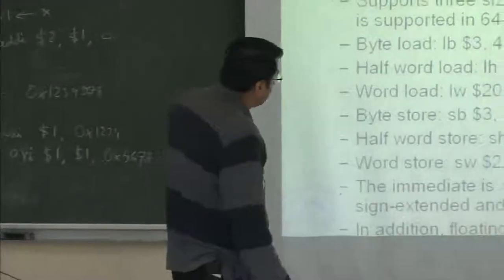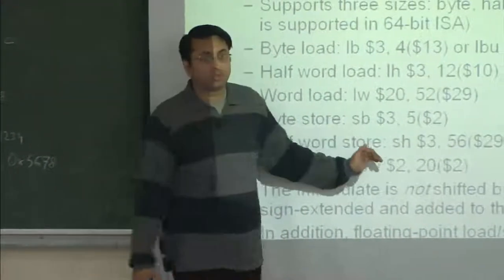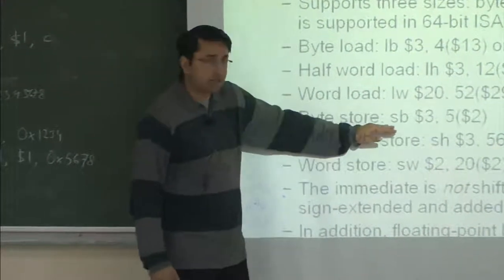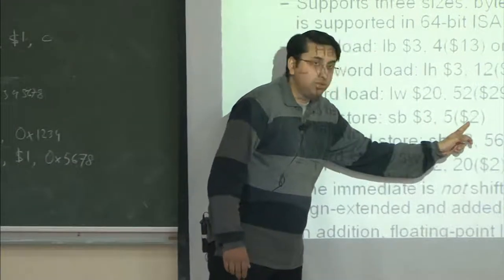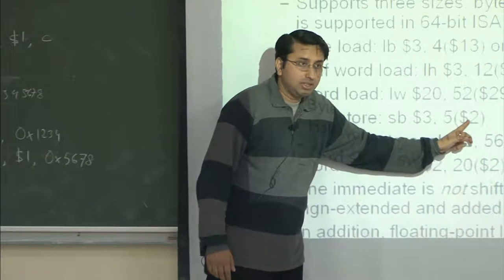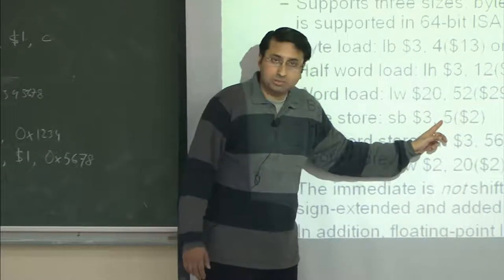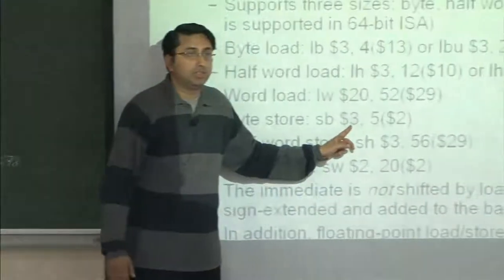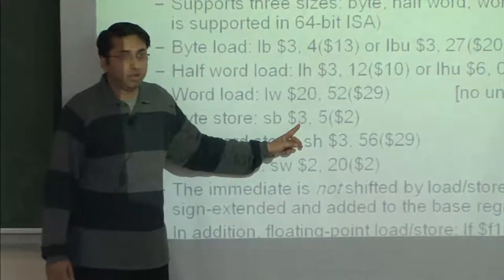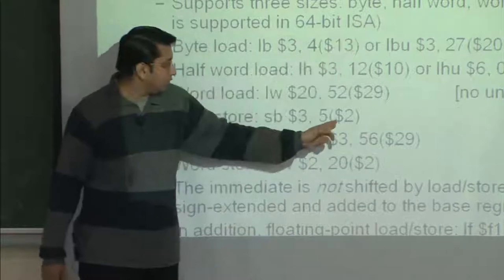Similarly, we have a byte store. So there is no unsigned version for store. You want to store a byte. So what you do is you take two source registers. $2 will be used as the base register for address, which will be added to the displacement. Displacement will be sign extended. And you take the value from $3. You take the least significant byte of $3 and send it to this particular address.